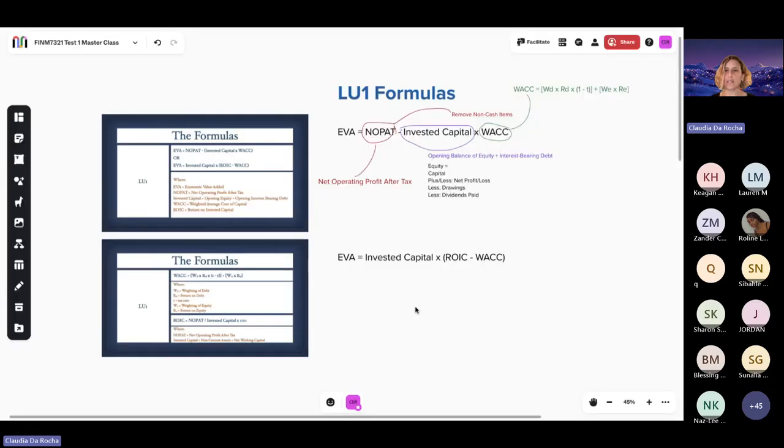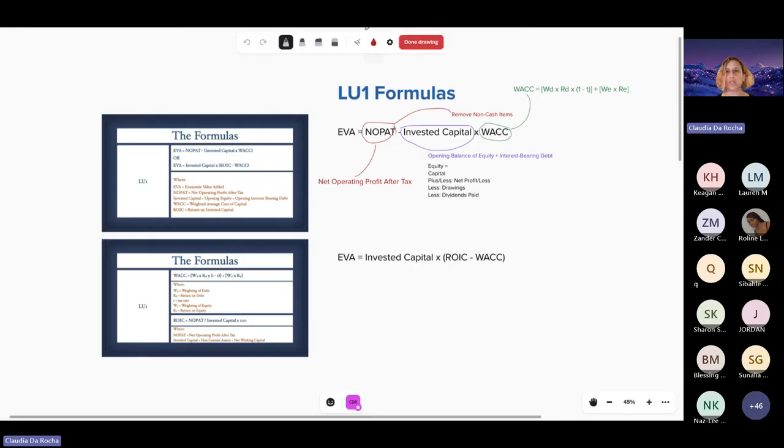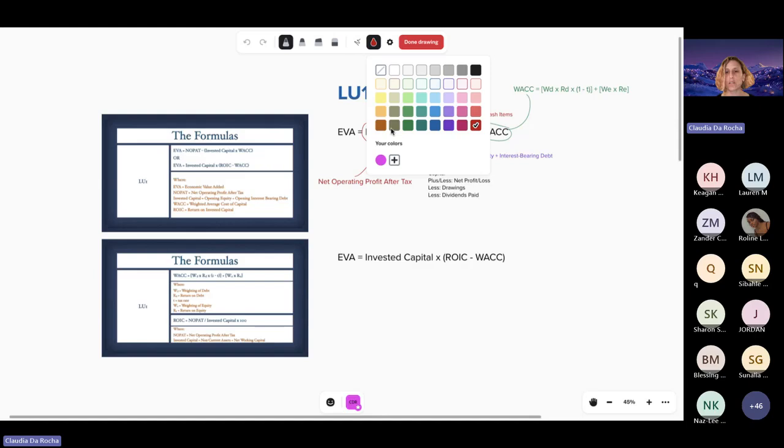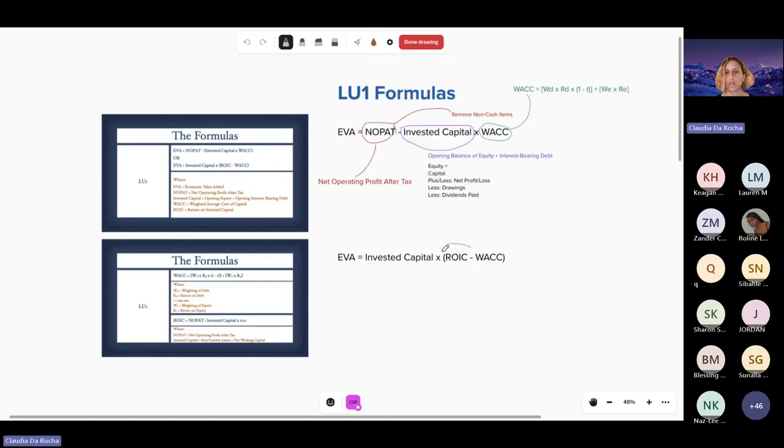Alrighty, then the other EVA formula. The invested capital is exactly the same as what I've noted here: equity plus interest-bearing debt. The interest-bearing debt is both current plus non-current. Your equity is still calculated the same way. The only difference is your return on invested capital. That's the only thing that's really different.